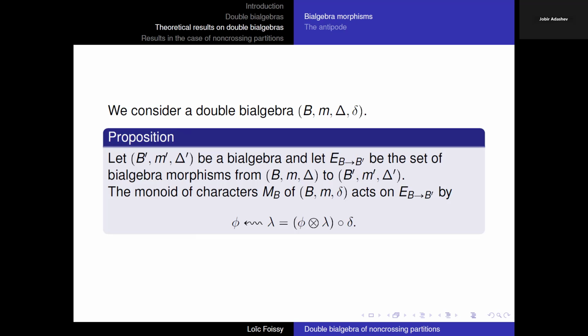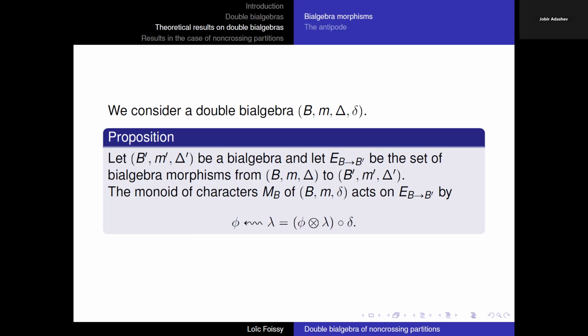So first, in most cases, what really interests you is not the whole structure, but only the first one with the first coproduct. And maybe you want to compare it with a simpler object, maybe polynomials or something like this. So this means that you want to find some bialgebra morphism from the first structure to another one, which is denoted by prime. So this defines a set of bialgebra morphisms from B, delta to B prime, delta prime.